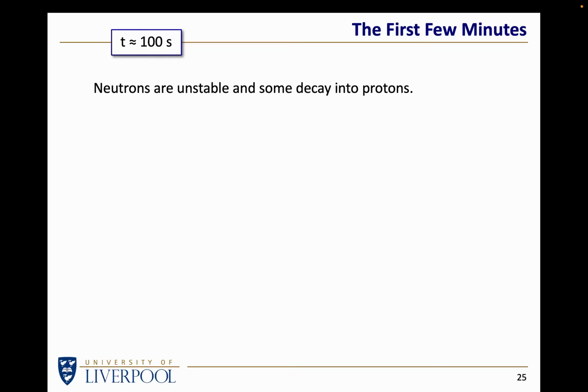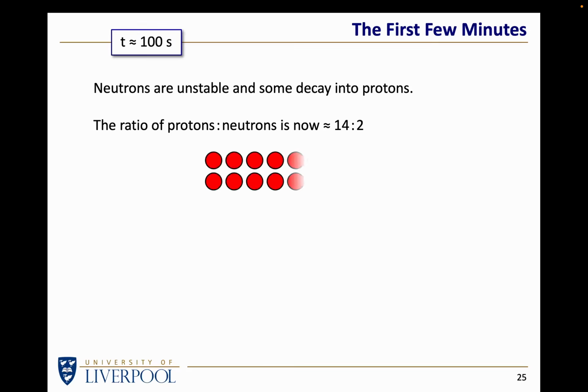Neutrons, the blue ones, are unstable. How do we know that? Because we can measure it in the laboratory. And if they're unstable now, we assume that they were unstable when they were made billions of years ago. If neutrons are unstable, some of them will change spontaneously into protons. We know that happens. And so the ratio of red to blue changes from my previous diagram. Instead of 12 of one and 4 of the other, we now have 14 of one and 2 of the other, because 2 of the blues have now changed to reds.